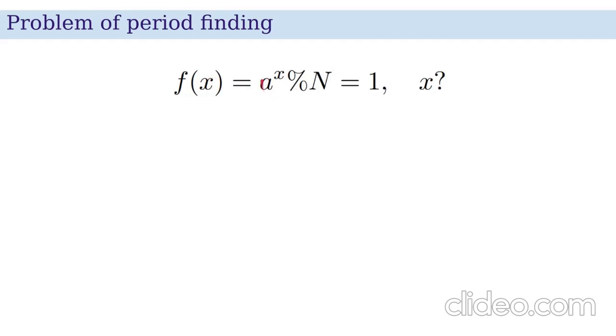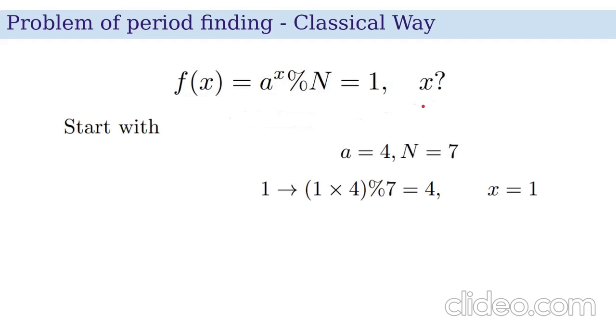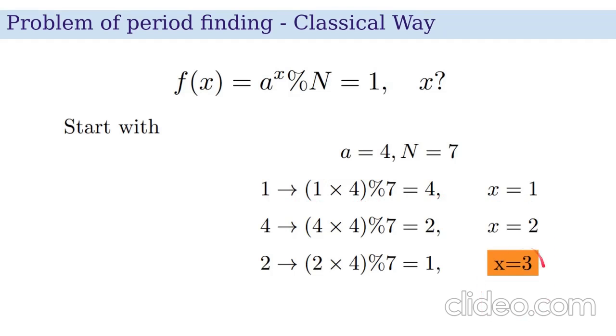So, the problem of period finding is: given a and n, we need to find x such that f of x is 1. For example, say a is 4, n is 7. A simple way to solve this problem is to start with 1, multiply with 4 and take mod 7. Then iterate it till we get 1. The number of iterations is x. That is what we are looking for. But the time complexity of this classical approach is of exponential order.